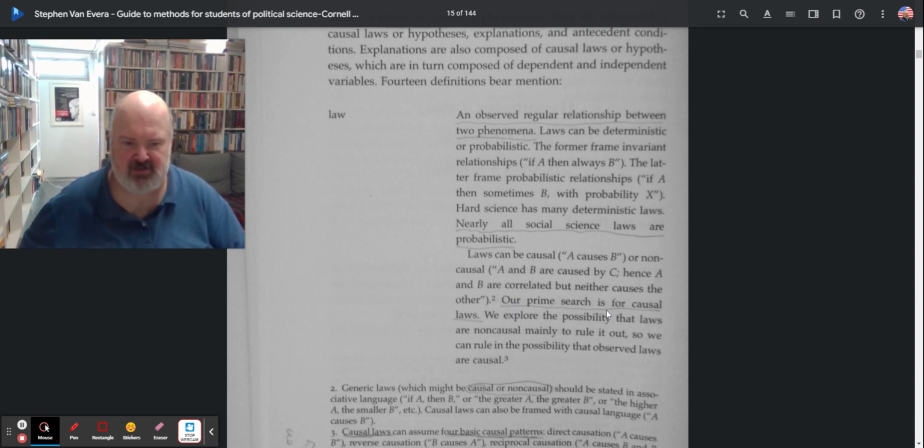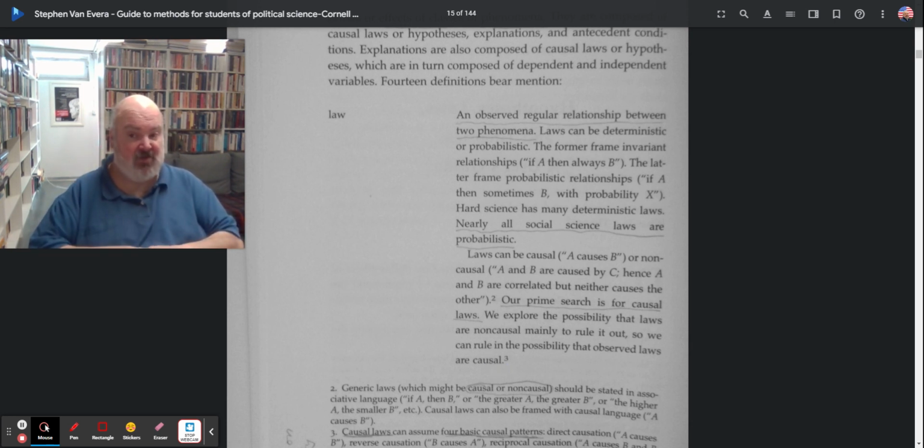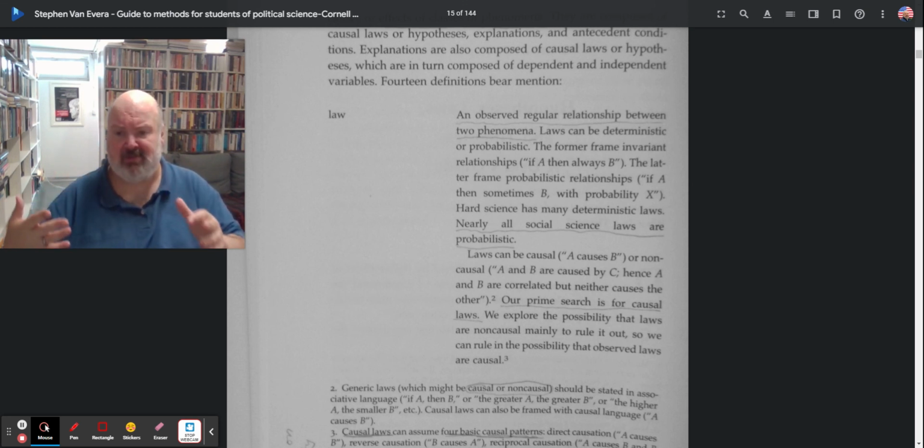Our prime search is for causal laws. In other words, we look for causal laws more than non-causal. We explore the possibility that laws are non-causal mainly to rule it out. We test for non-causal only so that we can rule it out, because we're looking mostly for causal. A causes B. It can be deterministic or probabilistic, but it's still a cause: this affects that.